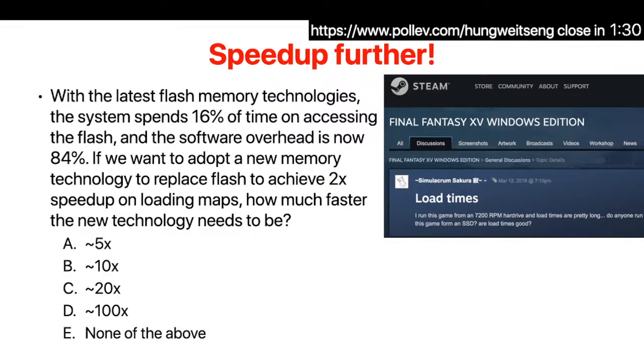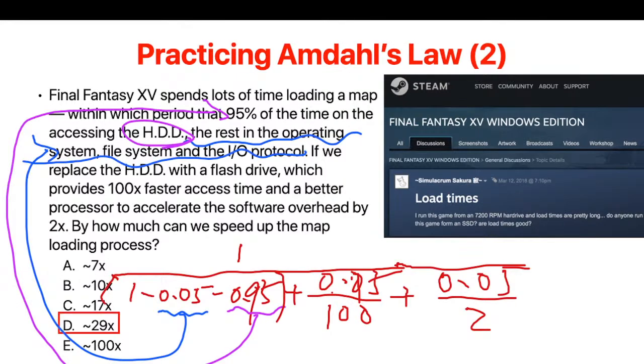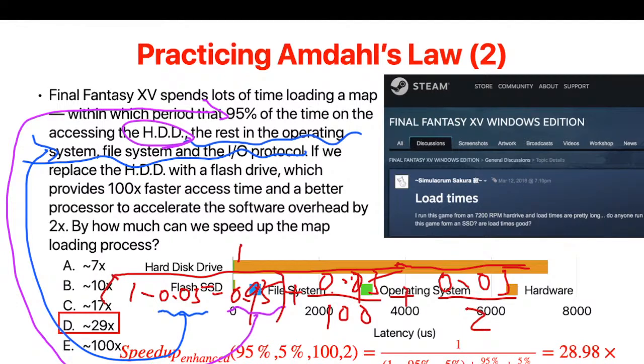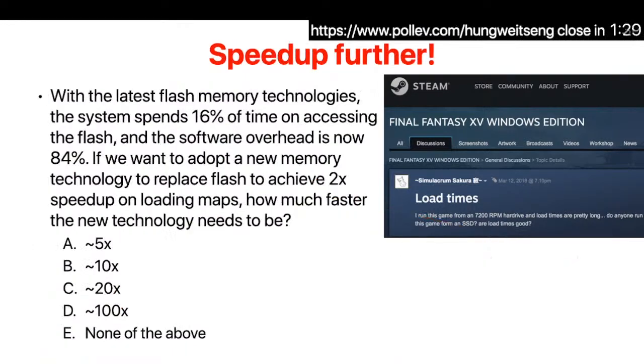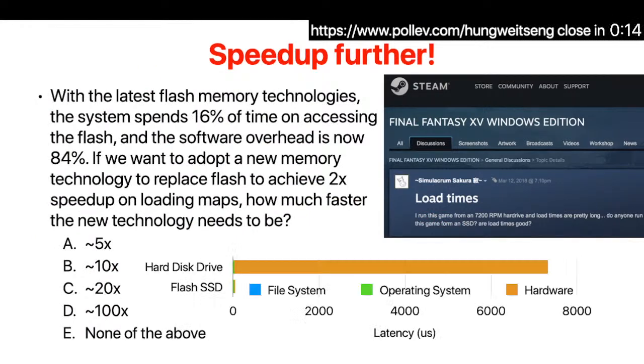After flash SSDs, if you look at the graph I put here, with a flash SSD you are able to change the execution time like this. So a lot shorter, but people are greedy. Within this revised execution time, 84% of it is software overhead.